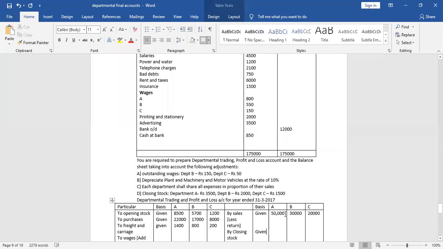What is the amount of closing stock for all the three departments? Department A 3500, Department B 2000 and Department C 1500.